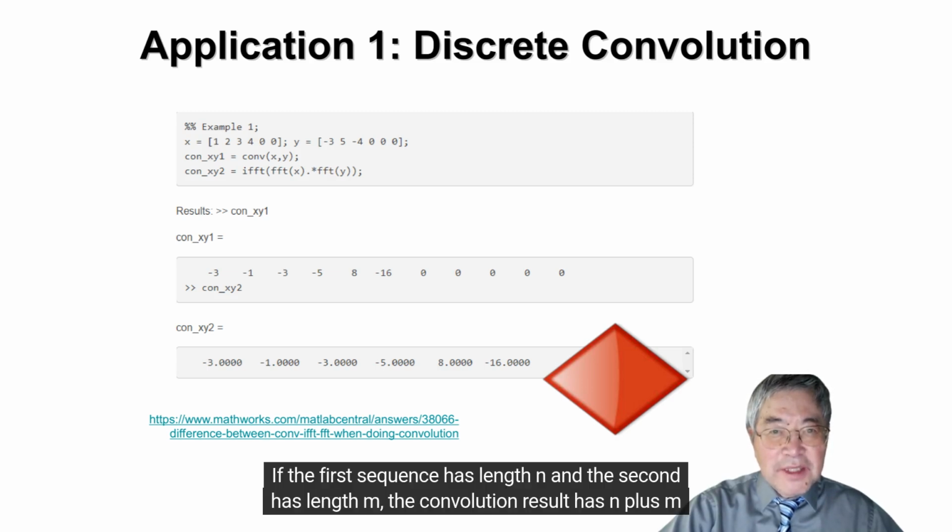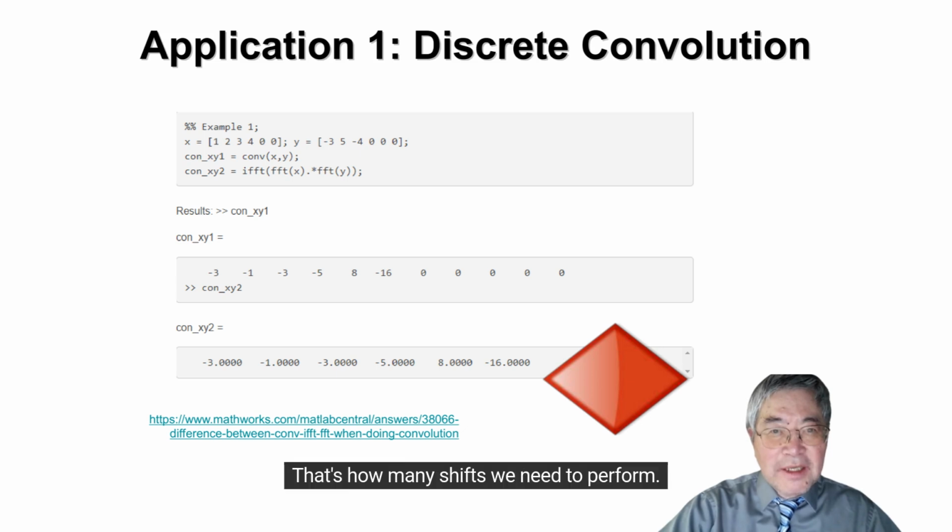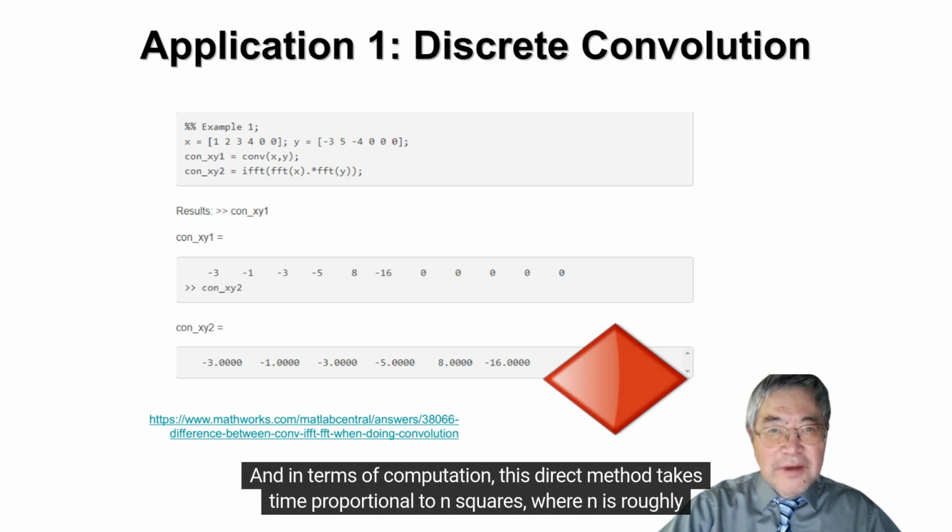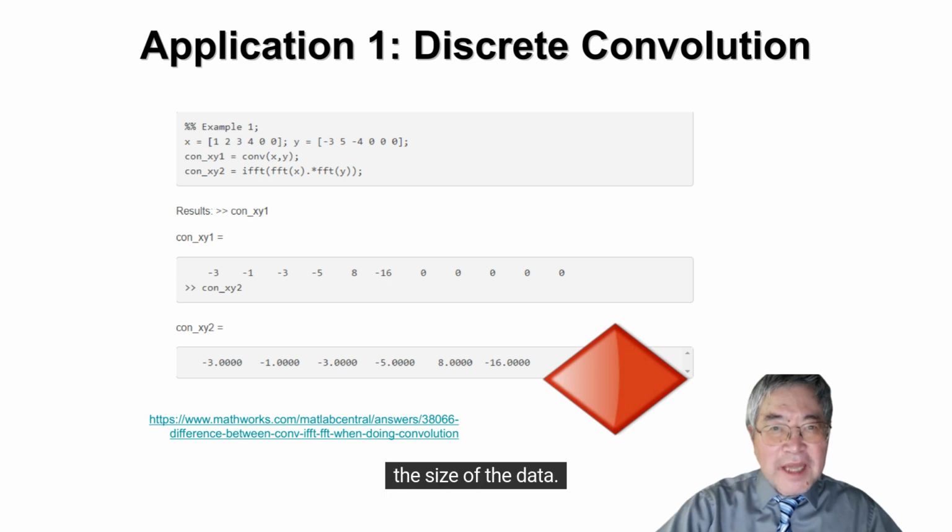If the first sequence has length n and the second has length m, the convolution result has n plus m minus 1 points. That's how many shifts we need to perform. And in terms of computation, this direct method takes time proportional to n squared, where n is roughly the size of the data. But there's a much faster indirect method.